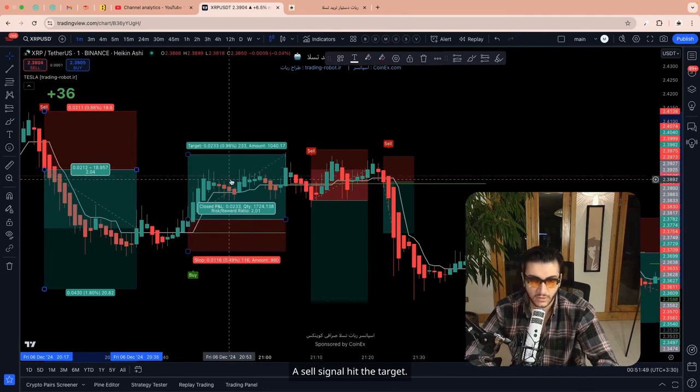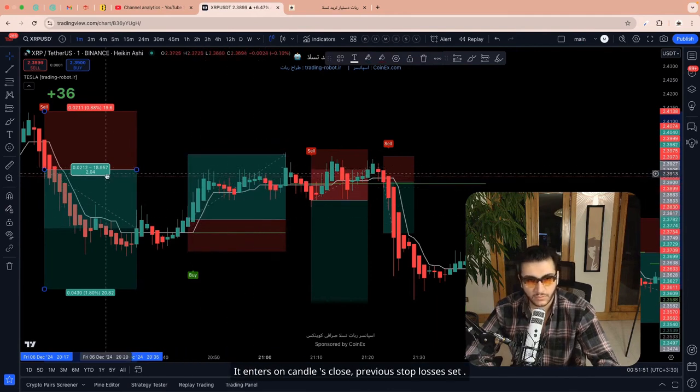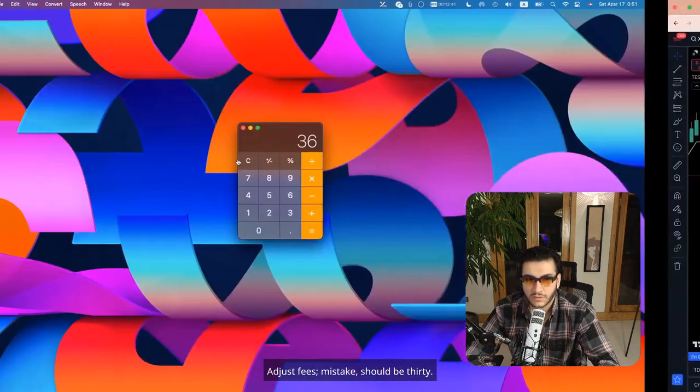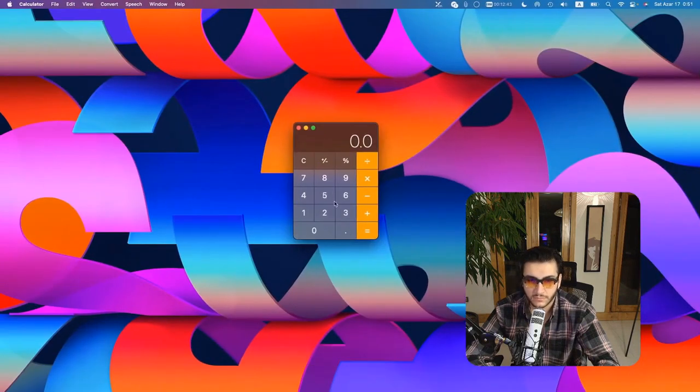A sell signal hit the target. It enters on candle's close. Previous stop loss is set. Profit of 1.54 times 20, becoming 31. Adjust fees. Mistake, should be 30.